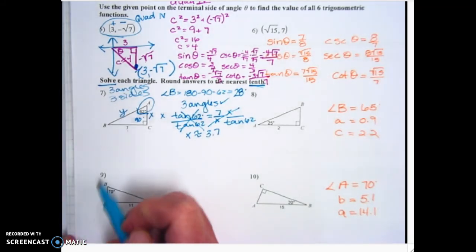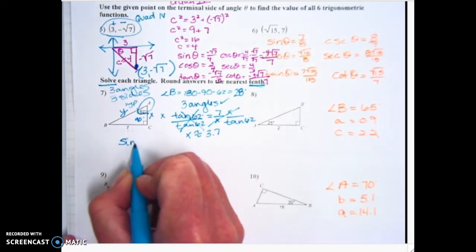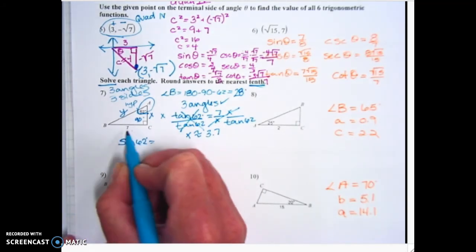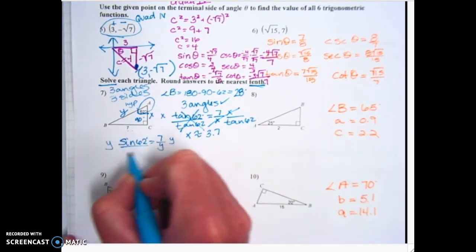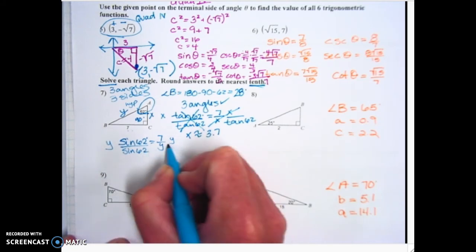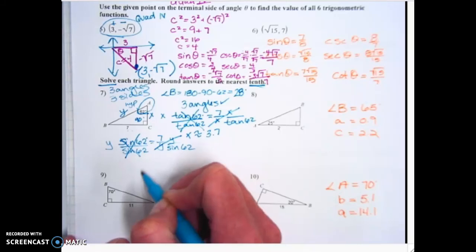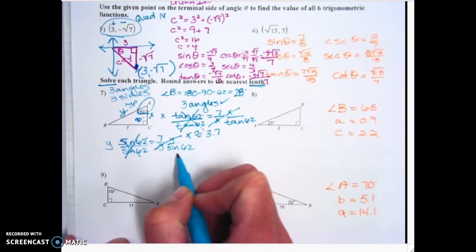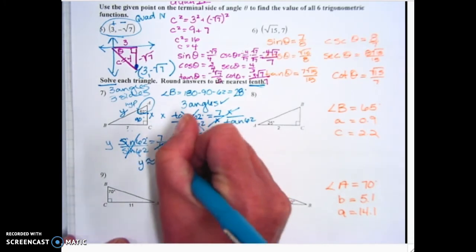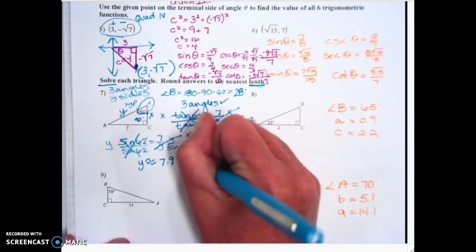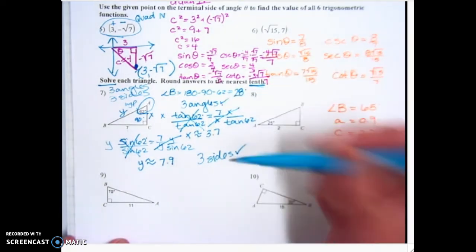Now we have 2 sides. And the last side we need is Y. That's the hypotenuse. So we're going to use opposite and the hypotenuse, which is sine. So the sine of 62 is equal to the opposite, which is 7, over the hypotenuse, which is Y. Multiply both sides by Y. Divide both sides by the sine of 62. And do some canceling. So for the calculator, you're going to type 7 divided by the sine of 62. And it should give you roughly 7.9. And now you have all 3 sides, and your triangle is solved. So you need all 3 angles, all 3 sides.